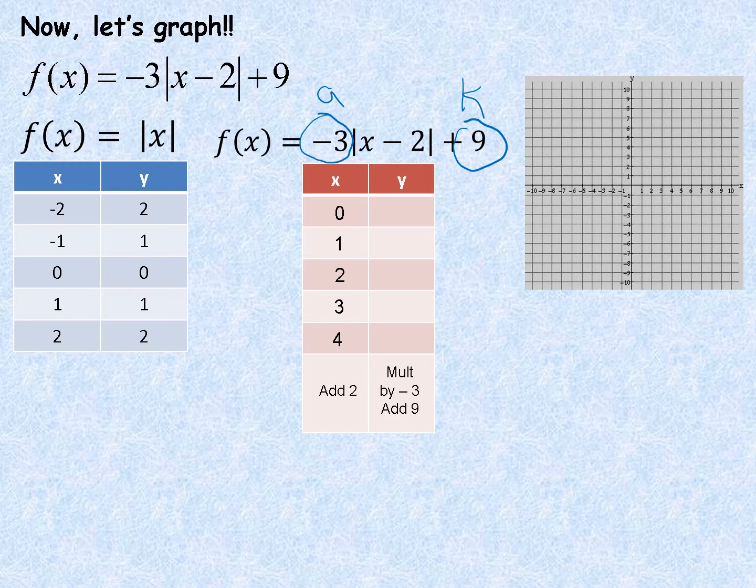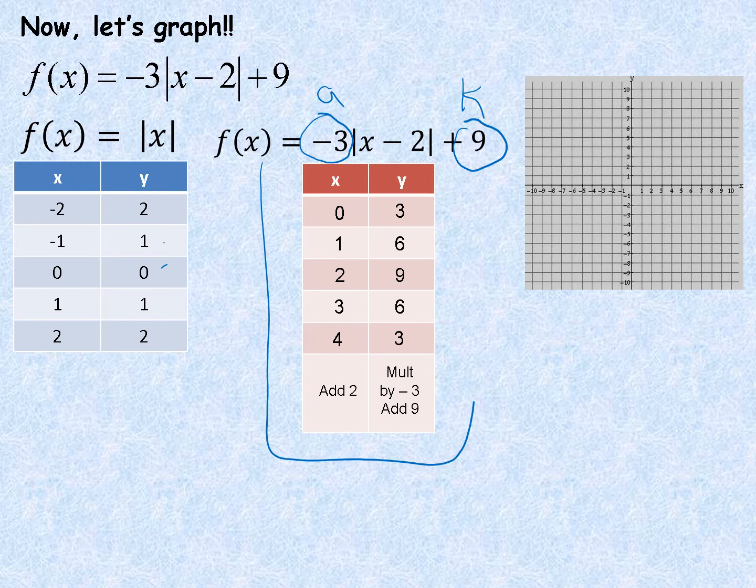So negative 3 times 2 is negative 6. Negative 6 plus 9 is positive 3. Now I'm going to tackle the 1. Negative 3 times 1, negative 3. Negative 3 plus 9, 6. Let's try 0 now. Negative 3 times 0 is 0. 0 plus 9 is 9. 1 times negative 3, negative 3. Negative 3 plus 9, 6. 2 times negative 3, negative 6 plus 9 is 3.